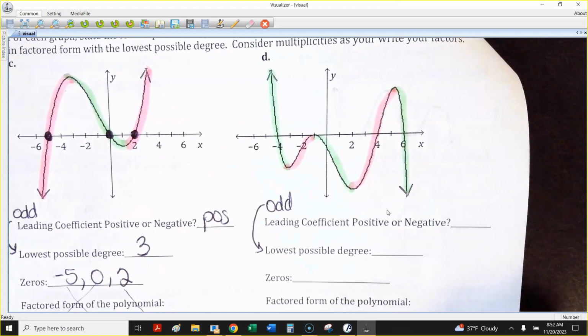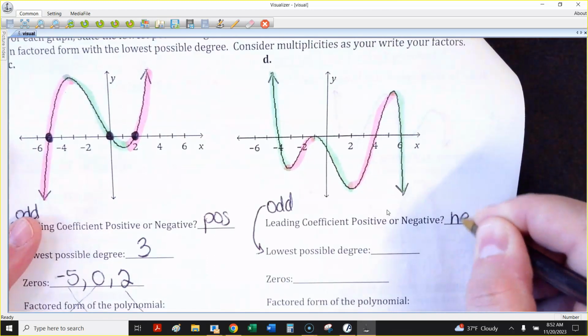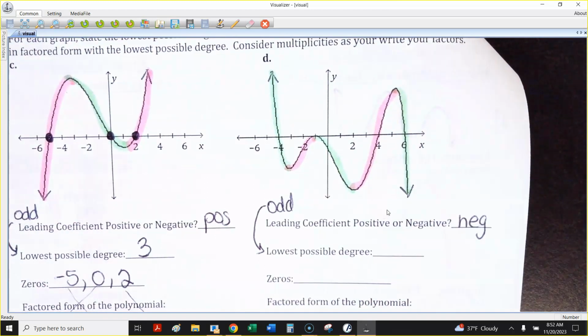Oh, I forgot to ask you guys, is this positive or negative? It's got to be negative if it goes down at the right. Whatever it does at the right. If it's going down, it's negative. If it's going up, it's positive. What's the lowest possible degree for this one? What'd you get, Colton? 5.